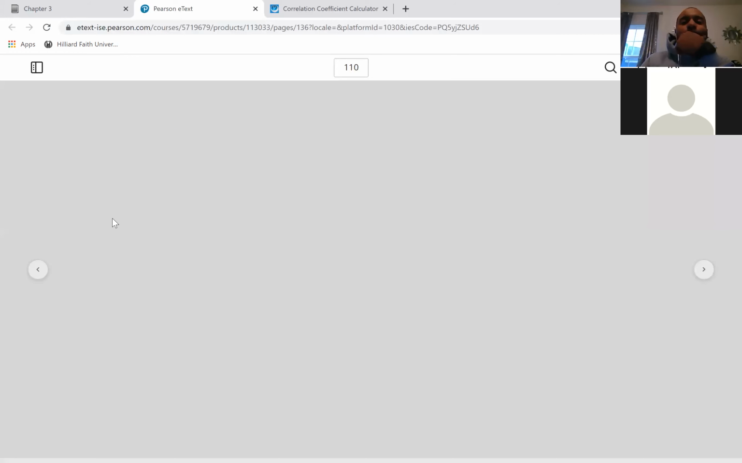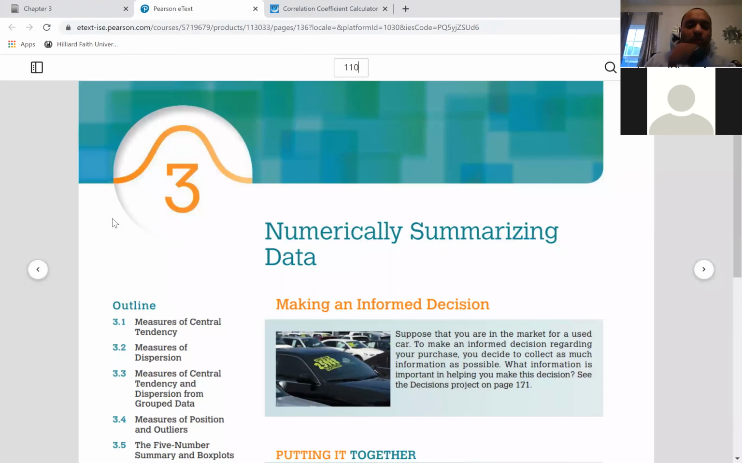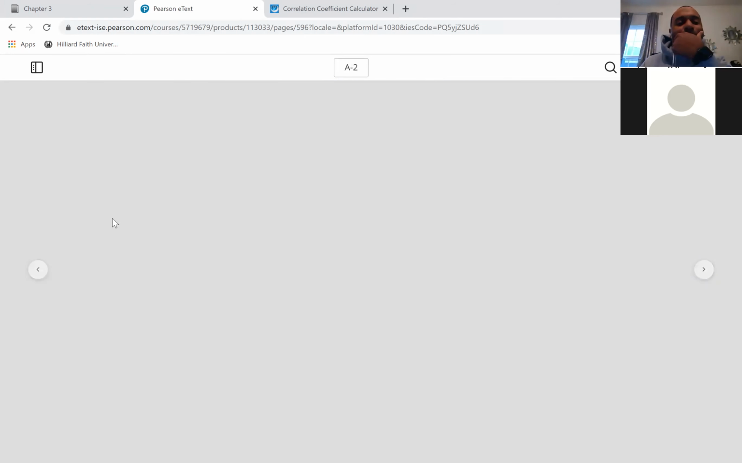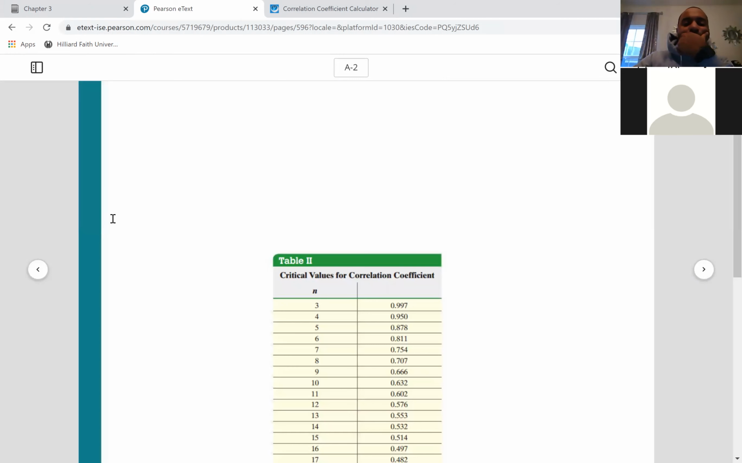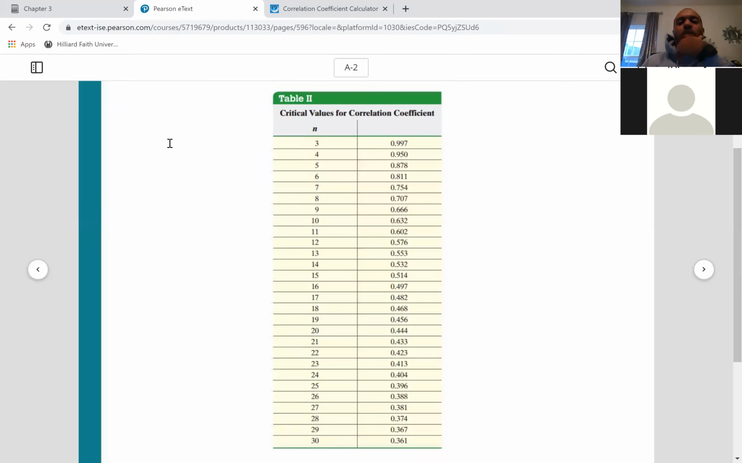Took a little while, okay. So the chart that we're going to use, table 2, is going to be on A2, if I'm not mistaken. Yep, there it goes. All right, so let's go back to the notes.